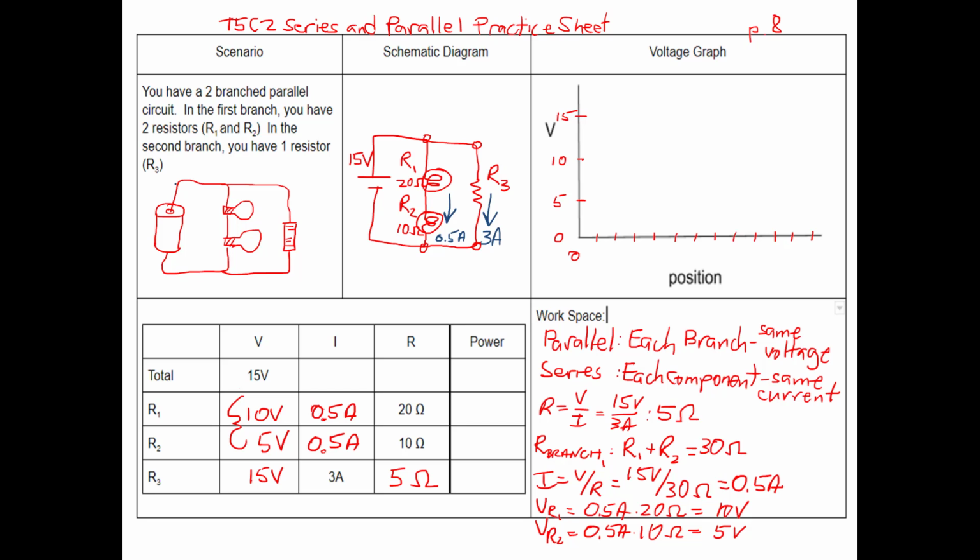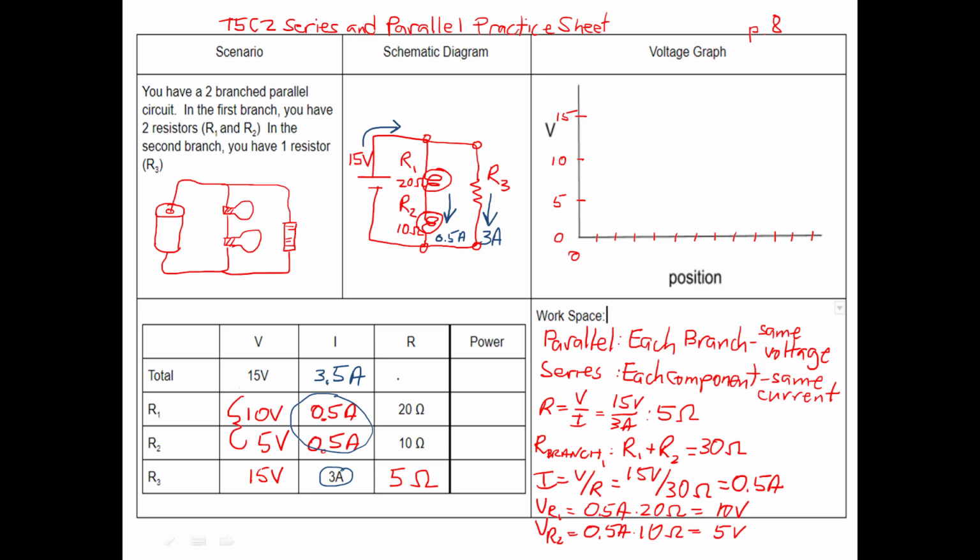Let's look at the current leaving the battery. The current leaving the battery needs to supply this first branch and this second branch. We have 3 amps going down the second branch, and we have 0.5 amps going down the first branch. Don't add the 0.5 twice. It's the same current that flows through R1 and R2. 3 plus 0.5 tells us that the total current is 3.5 amps leaving the battery.